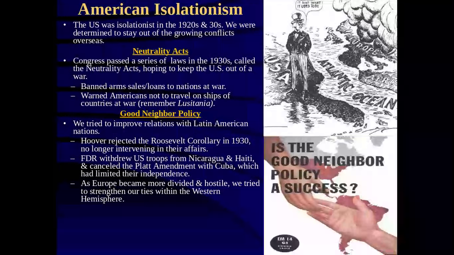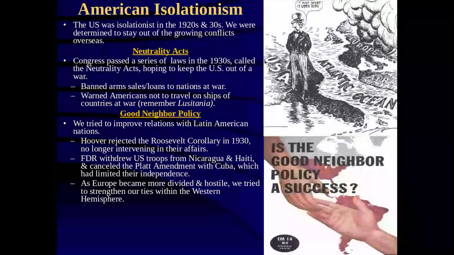Rather than looking out at the rest of the world. So as it became more and more obvious that these new authoritarian regimes were invading other countries, taking over more and more control, causing conflict, it became apparent that war was kind of on the horizon once again. And America did not want to get involved in some sort of conflict so soon after the Great War, especially with the way that the war ended. So Congress is going to pass a series of laws in the 1930s known as the Neutrality Acts, keeping us out of any potential conflict in Europe or Asia, banning the sale of arms and loans to the nations that would possibly be at war, and warning Americans not to travel to countries on the brink of war.